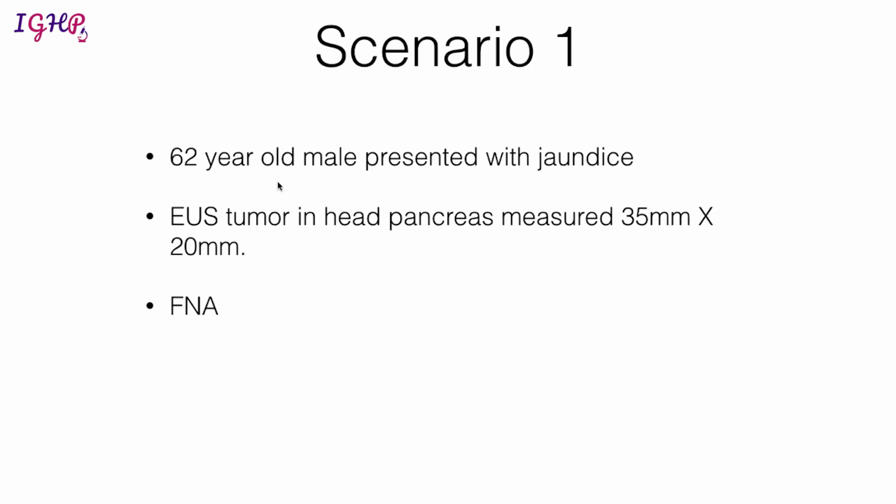So let's see scenario 1, a 62-year-old male presenting with jaundice. On EUS there is a mass in the head of the pancreas measuring 35 by 20 millimeters. So an old male with a mass in the head of the pancreas which is 3 by 2 centimeters, a large mass in an older male. At the time when we are going for an on-site FNA, the first thing that comes to our mind is we want to rule out whether it is a ductal adenocarcinoma or not.